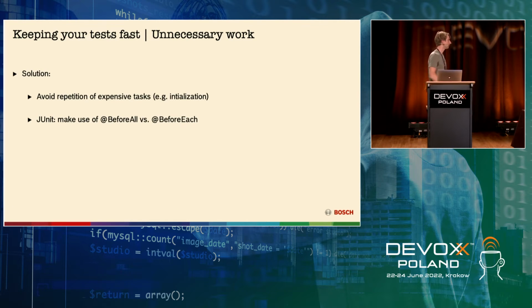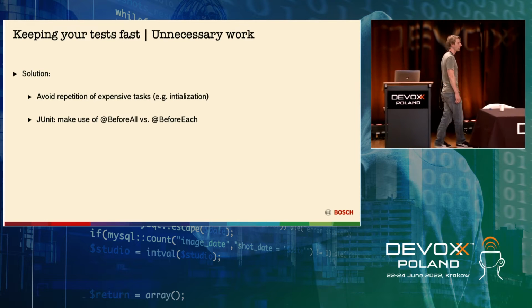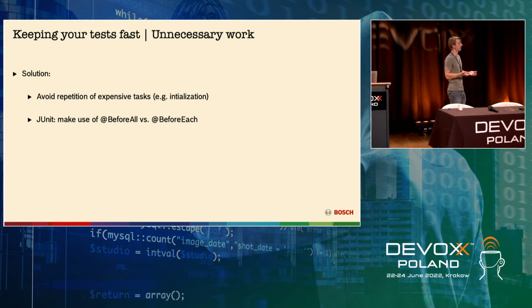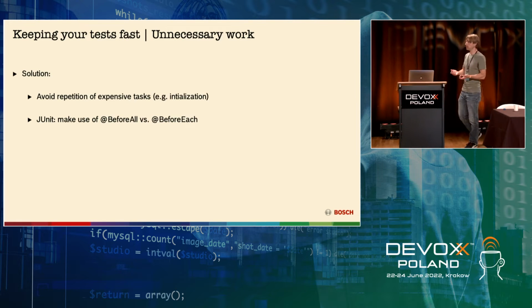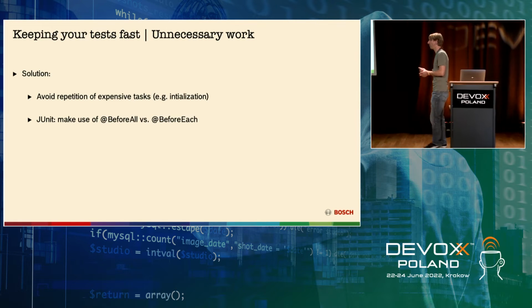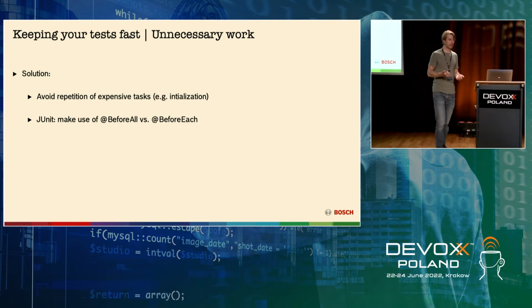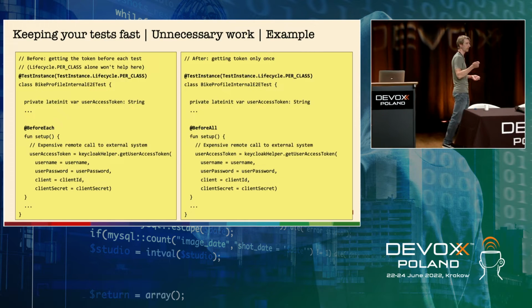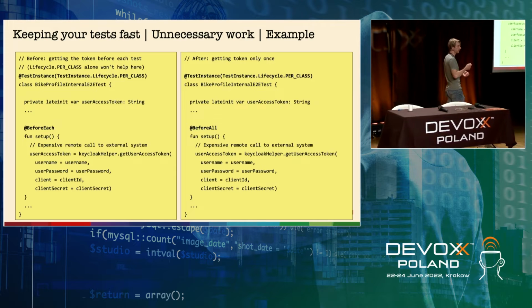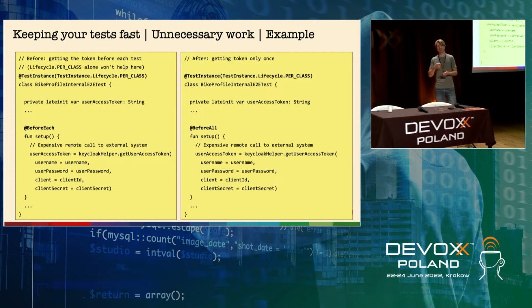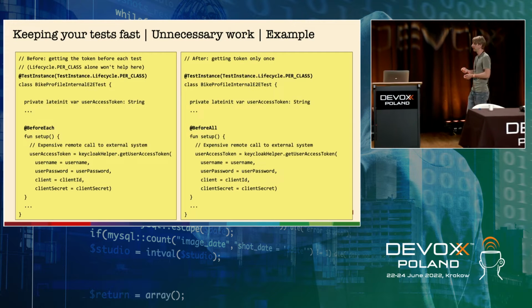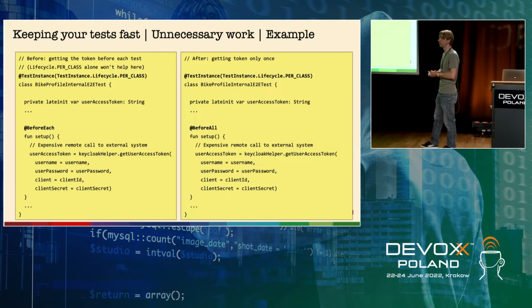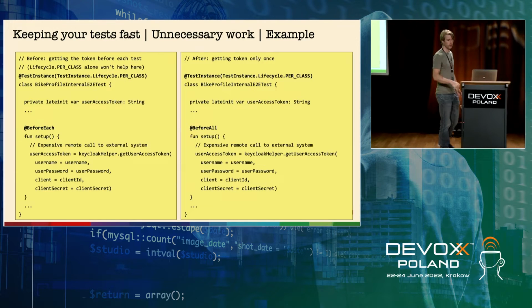And that was very slow, but the solution here, luckily, was very simple: you just avoid unnecessary repetition. In JUnit, there are these annotations BeforeAll and BeforeEach. And in this case, the fix was very easy. Don't use BeforeEach, so we don't need to get the token before each test. We just get it once before the test run. The validity of the token, in our case, is long enough to be valid for the run of the test suite. So we just get it once and then reuse it as we execute the test cases.